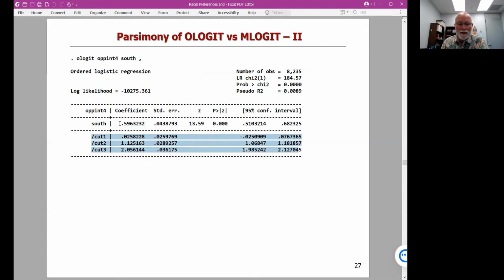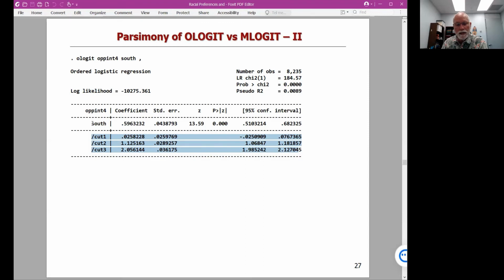And then South is telling you how people in general in the South versus the non-South shift up or down across all of the categories. So not one category at a time, but across all 3 of the cut points.